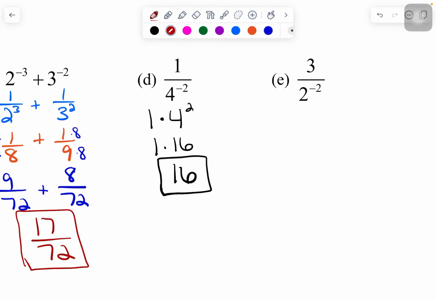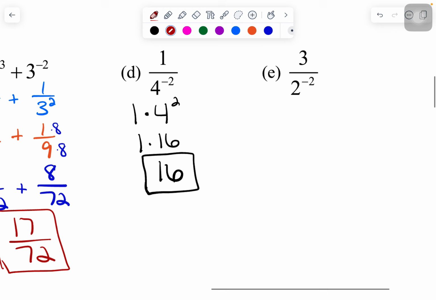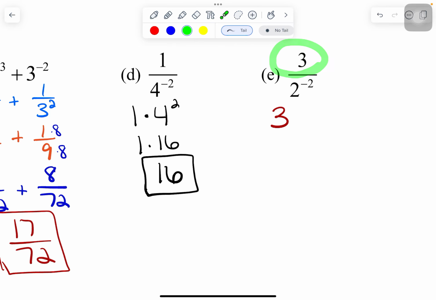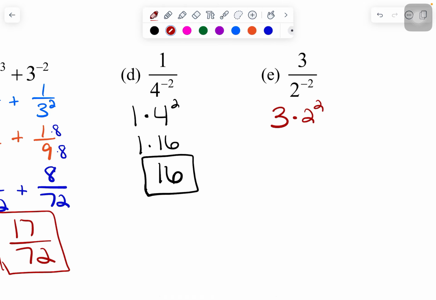Okay, and then I think part E is the last one here. So let's go ahead, that 3 stays. Why is the 3 staying? Because the 3 has a positive exponent, there's no negative exponent here. If anything, it would be 3 to the first. 1 is definitely positive. We're going to go ahead and move this 2 to the second up here, so it becomes one entire little expression. So we've got 3 times 2 to the second, which makes 4. 3 times 4 is 12.